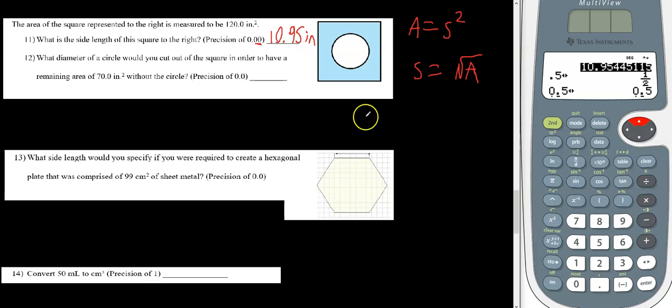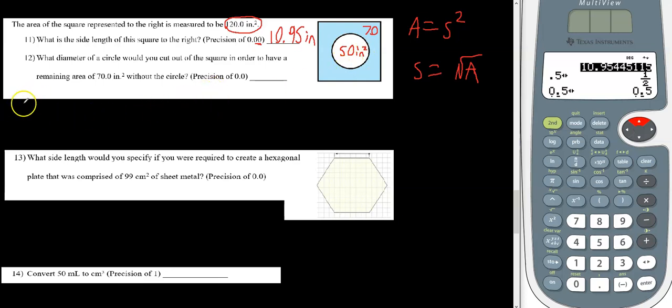The next question asks, what diameter of a circle would you cut out of the square in order to have a remaining area of 70 inches squared without the circle? So for this to be 70 and for the entire thing to be 120, we would need this inner circle to be 50 inches squared.